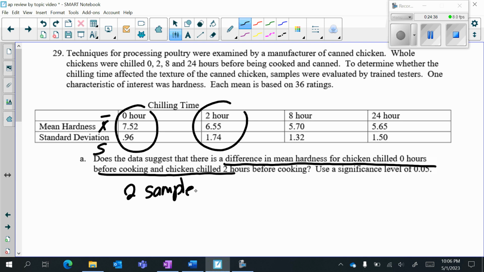I'm not going to actually do this one, but I'm just going to say that because this is two separate independent groups, I don't think we're doing this on the same chicken. We're going to do a 2-sample t-test again for this one.